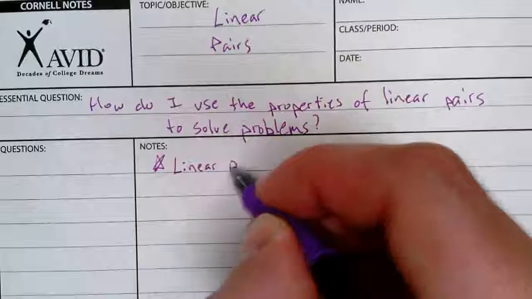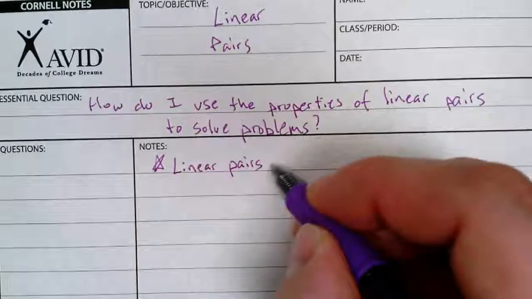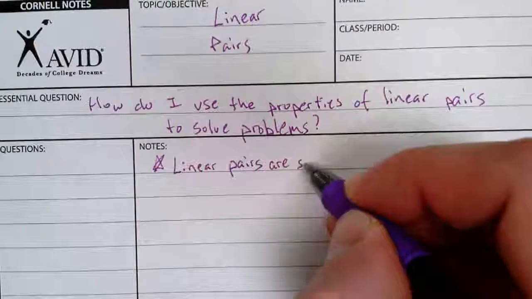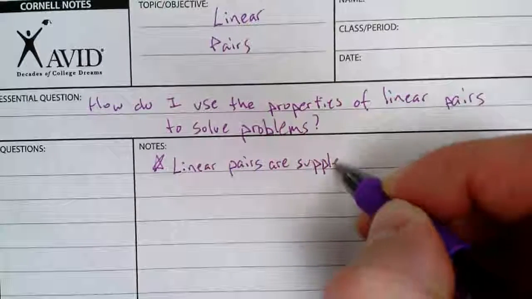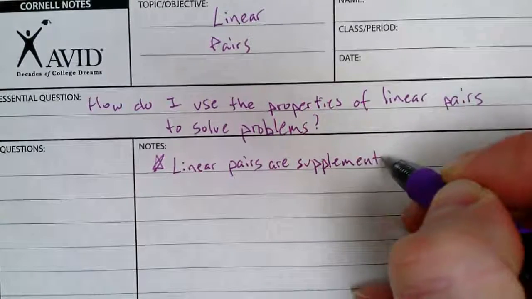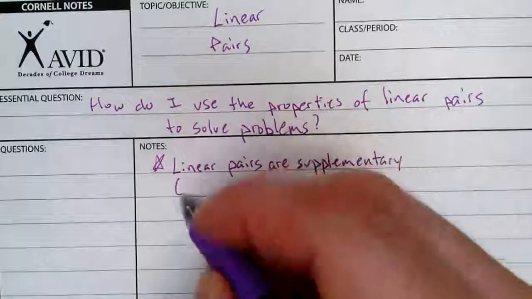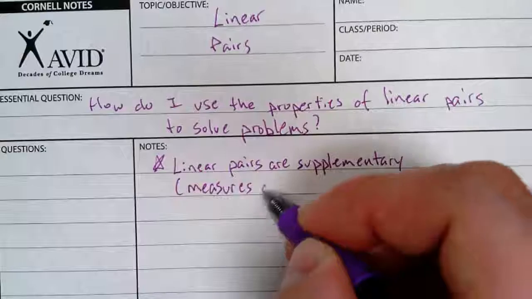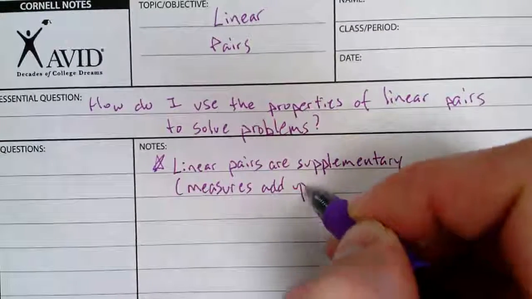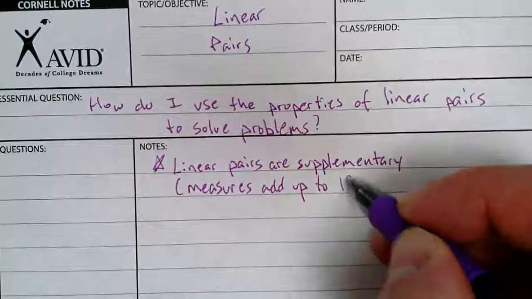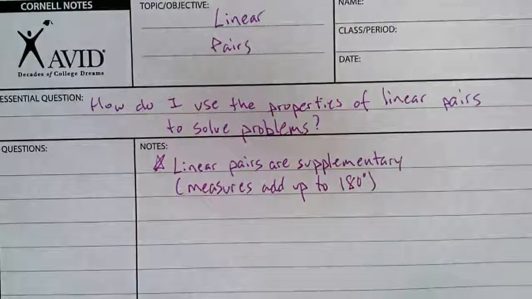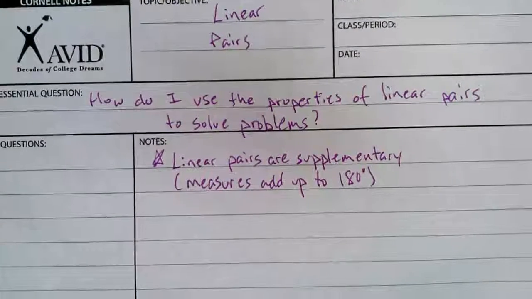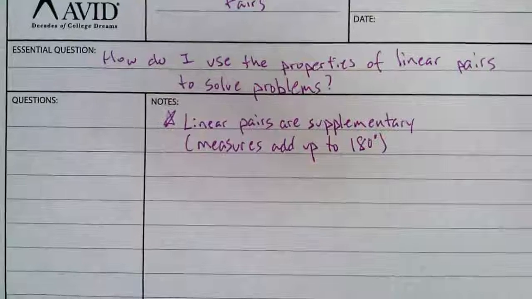Linear pairs are supplementary, which means their measures add up to 180. Okay. So let's take a look at an example problem here.